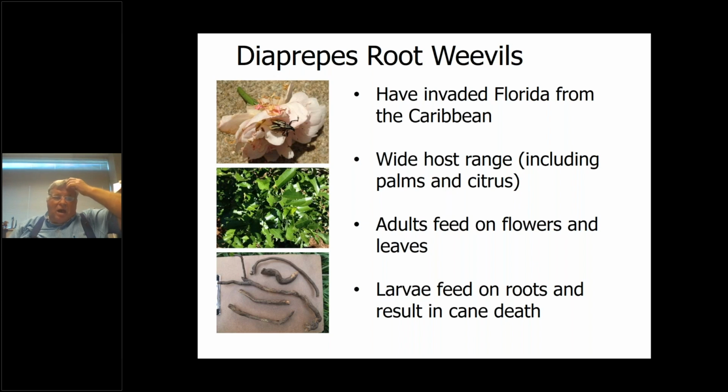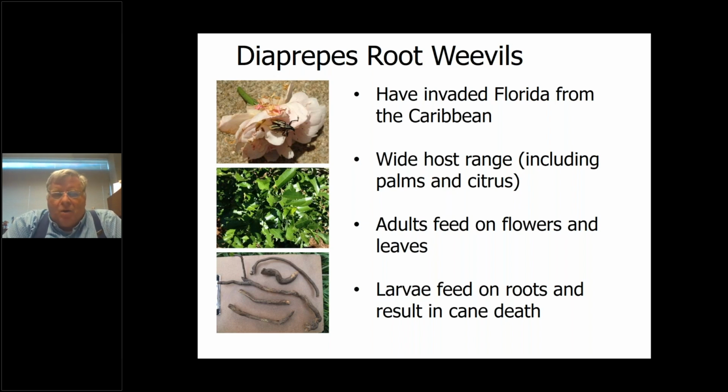The adults feed on flowers and they feed on leaves. And this is where you will find the adults. But they lay eggs at the base of the plant or on the soil, and the larvae feed on the roots. And this is where most of the damage is done. And they can destroy canes, or canes can just seem to wilt overnight. They can destroy whole bushes.